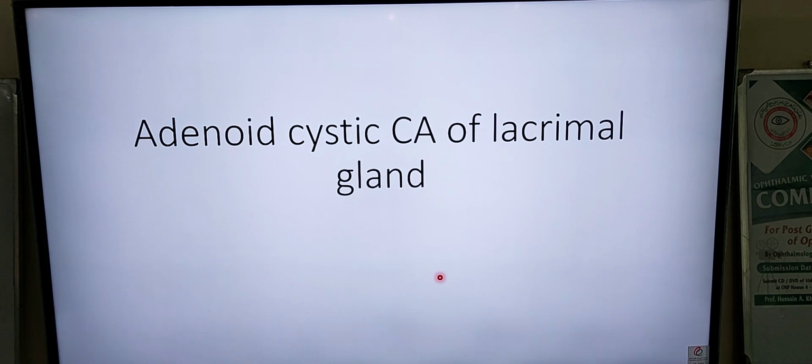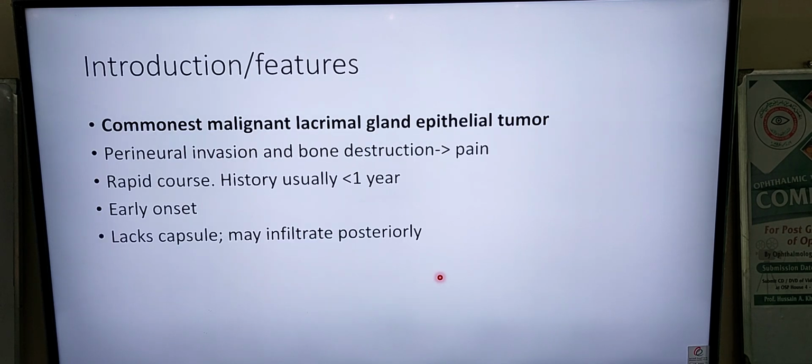Second important tumor is adenoid cystic carcinoma of lacrimal gland, the most common malignant epithelial tumor of the lacrimal gland. There is perineural invasion and bone destruction which leads to pain, whereas the pleomorphic adenoma is painless. Secondly, this tumor has a rapid course and it develops within 1 year, whereas pleomorphic adenoma has a slow course. This tumor lacks a capsule, so it may infiltrate posteriorly into the deeper orbit.